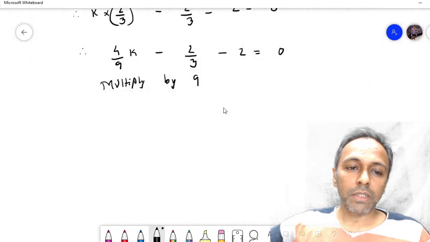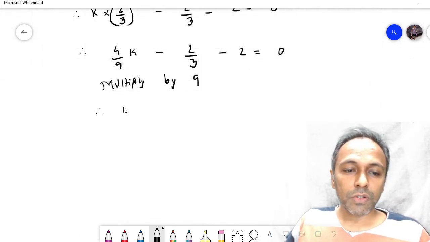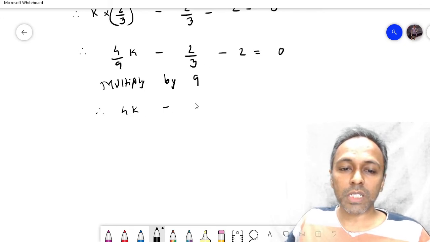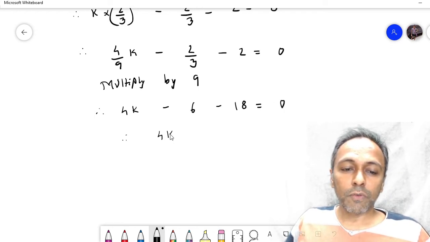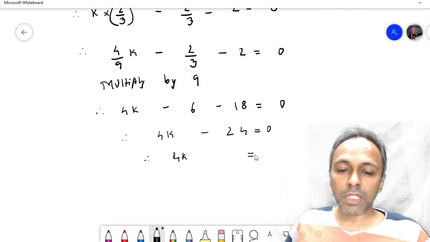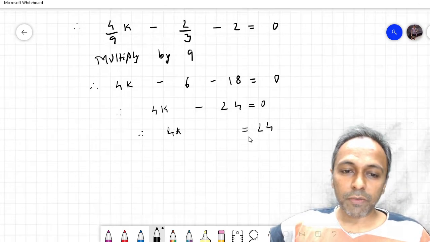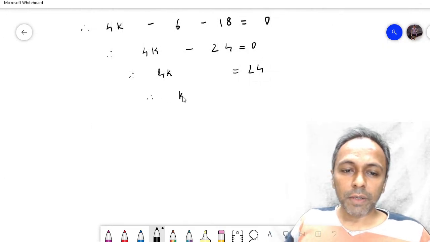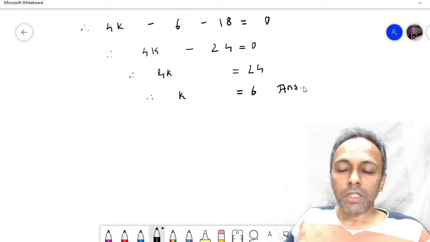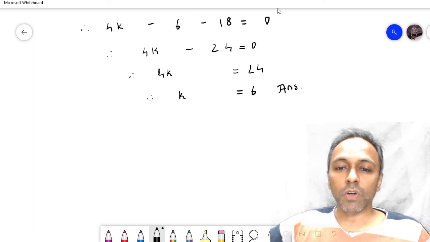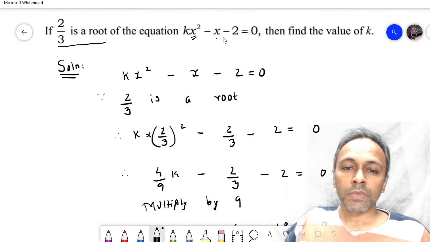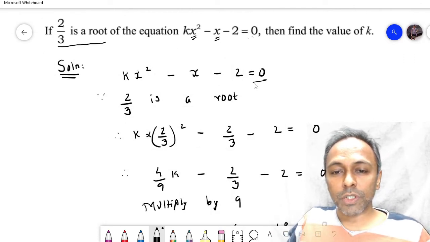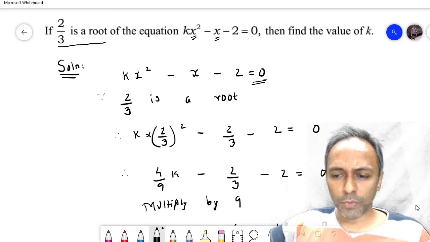If you do that, LCM is 9. So we get 4k minus 3 3s are 9, 2 3s are 6 minus 2 9s are 18 is equal to 0. Therefore 4k minus 24 equal to 0. We get 4k is equal to 24. We can divide by 4. If you divide by 4, you will get k equal to 6. So whenever you have one of the roots provided, what you can do is you can substitute that in your x position and continue equating to 0 and get k. Hope you have understood this.